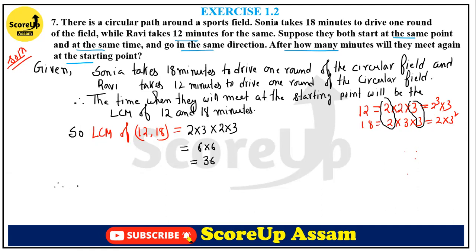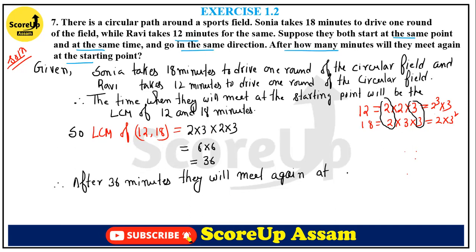Therefore, after 36 minutes, they will meet again. They will meet again at the starting point. Okay. After 36 minutes, they will meet. That means they will meet again at the starting point. Who will meet? Sonia and Ravi.